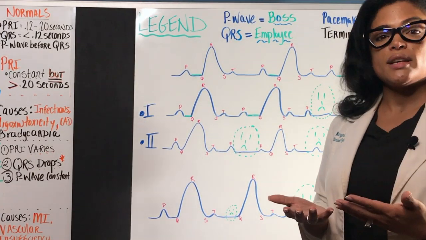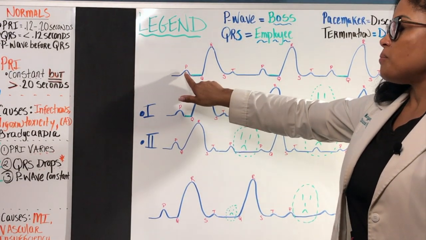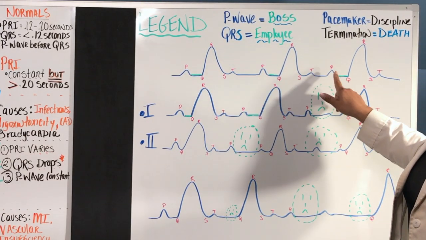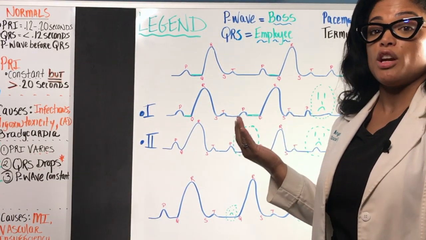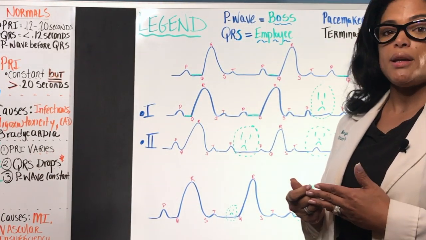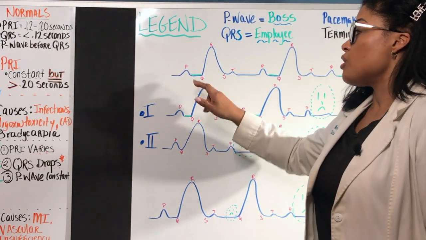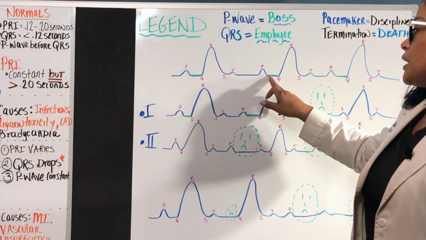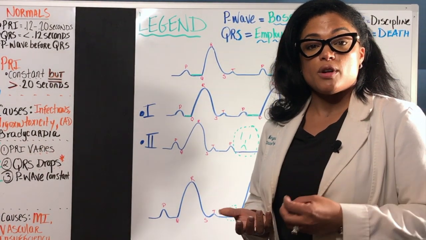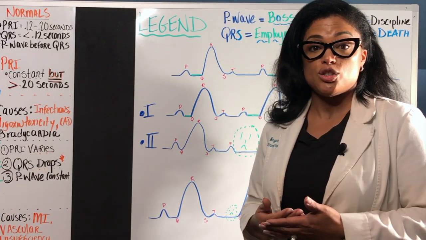So what does this translate to in our first degree block rhythm? The boss, which is the P wave, is there every single day waiting for their employee, which is the QRS complex. But what's happening? Instead of arriving at 8 in the morning, they're arriving later, but every day at the same time late. So instead of arriving at 8, they're arriving at 9 every single day without a change.